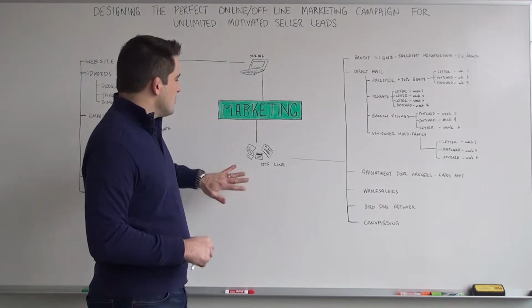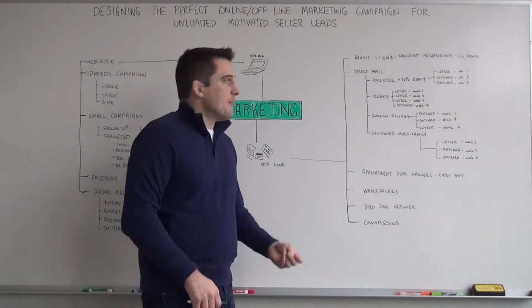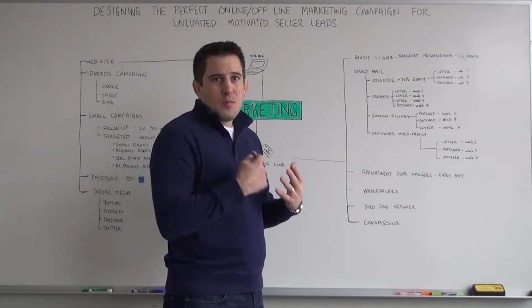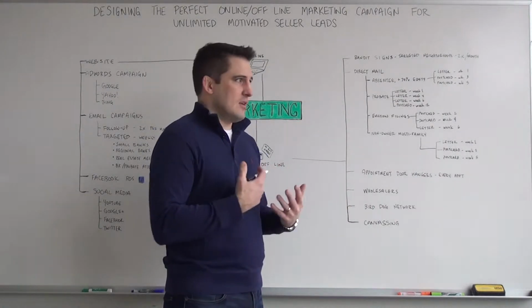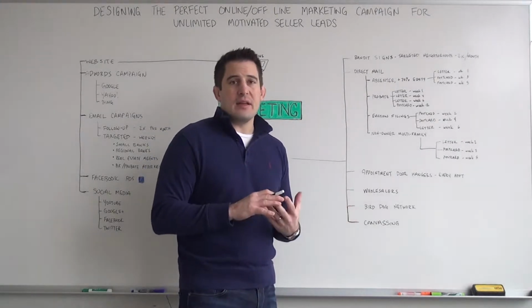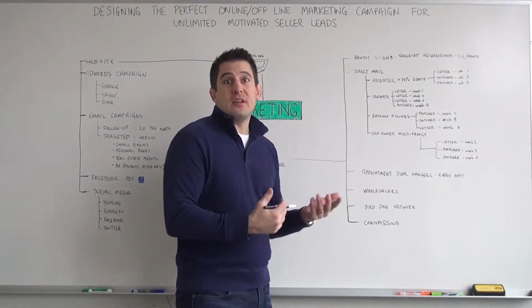So in this case, we're going to start with offline marketing. All right. There's a couple different bullet points here, and I want to talk about what each one is, how it can be worked into your marketing plan, what kind of response you should expect, and specifically how much attention you need to give it.